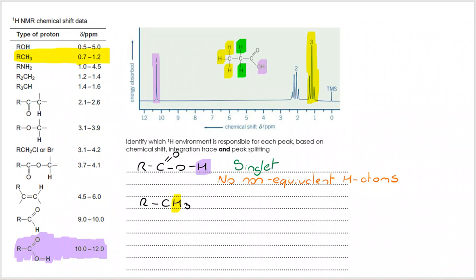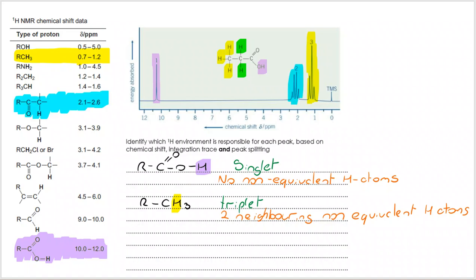We've got the peak here at about 1.1, so that fits in the 0.7 to 1.2 range. That tells me we've got an RCH3 group, and we've got 3 hydrogens in that environment. It's also split into a triplet, and that triplet means that it's got 2 neighbouring non-equivalent hydrogen atoms. Well, actually we can see this. I go to my H's, the yellow that I'm talking about, and I can see that if I go next door, I've got 1, 2 of the green hydrogens. Different environment. 2 plus 1 is 3, hence a triplet.